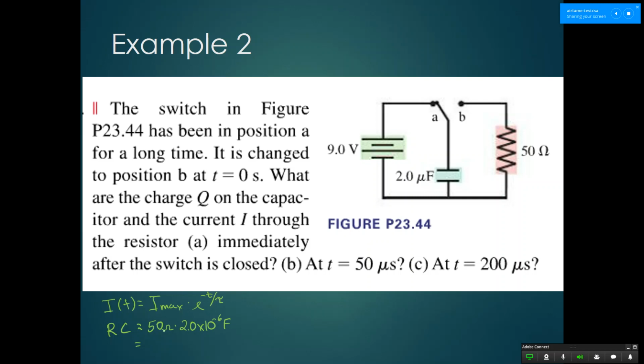So 1.0 times 10 to the minus 4 seconds is my time constant. When my capacitor is fully charged, what's the voltage on my capacitor? When it's fully charged, 9 volts. So my V on my capacitor is 9 volts. My resistance is 50.